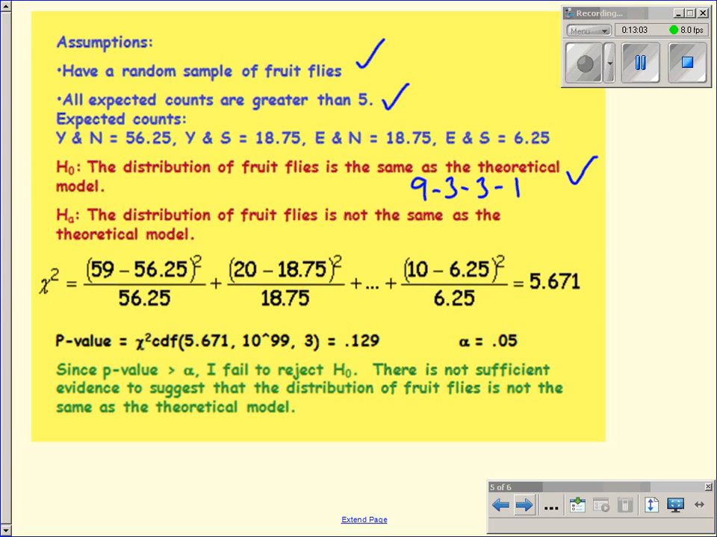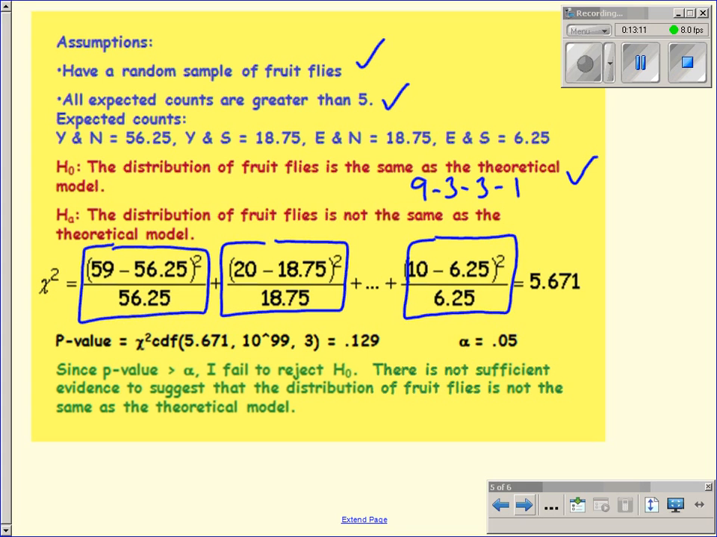We only have 4 categories to compute here, so we would have to do this computation 4 times, for each of the 4. We only have 3 here. We got a little lazy. But notice I have the actual count minus what was expected. I square that and divide by the expected. You do that for all 4, I get 5.671.